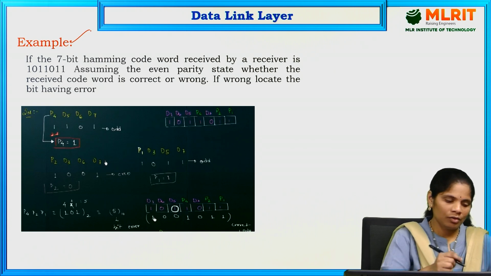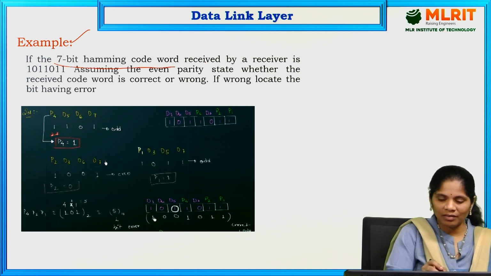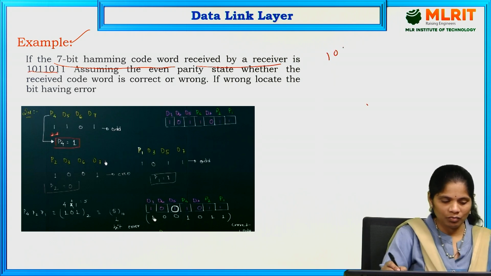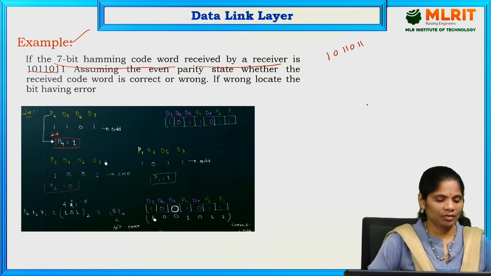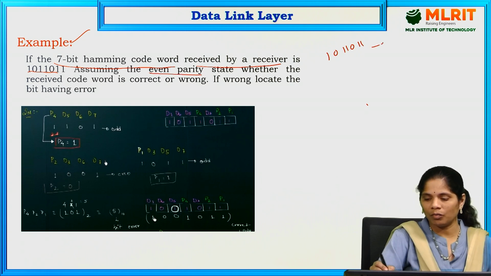Suppose here also we are considering the 7-bit Hamming code structure. The receiver has received some data. What data did the receiver receive? That is 10111111. This data is received by the receiver. Here the receiver uses even parity only. We are considering that there are two parities, even parity and odd parity.